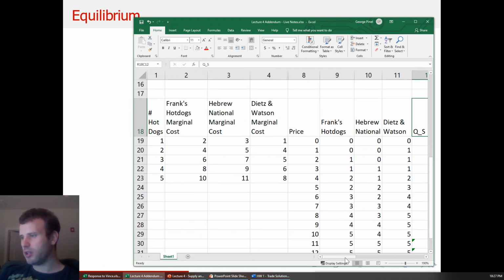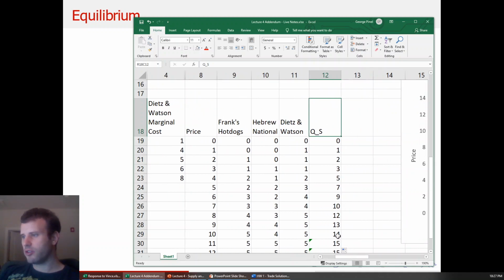So at a price of 10, they're going to be selling 14 hot dogs in total. Apologies, I'm pretty sure you can hear my cat scratching really loudly. I'm sorry. But please try to ignore him as much as I can't ignore him. He's annoying as hell. But at a price of 10, the quantity supplied will be 14.